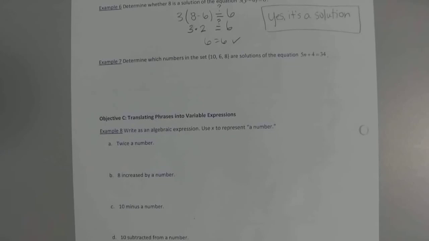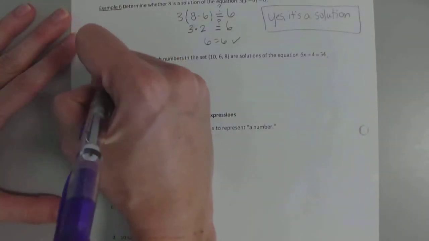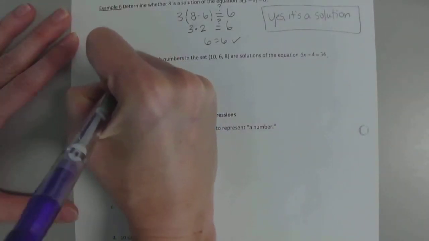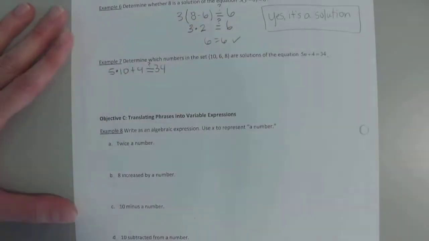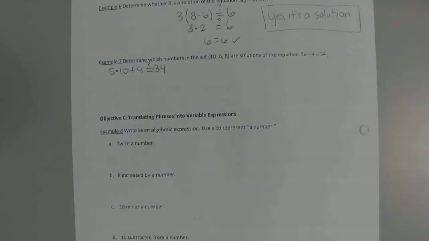This, guys, is just making you do it 3 times. Okay, so they're being mean to us. They're making sure we can plug stuff in. Does 10 work? Does 6 work? Or does 8 work? Okay, so let's try 10 first. So I'm going to write that over here. 5 times 10 plus 4. Does that equal 34? Do you guys see what I did? I just took that equation over on the right-hand side, but instead of n, I put in 5 times the supposed answer. Okay? You guys see how I did that?